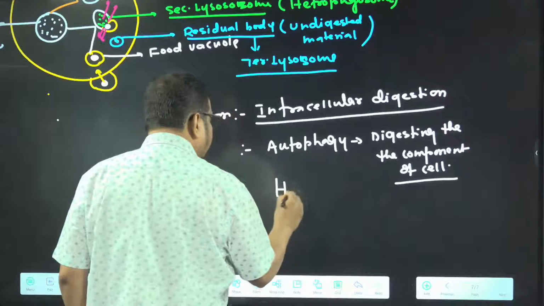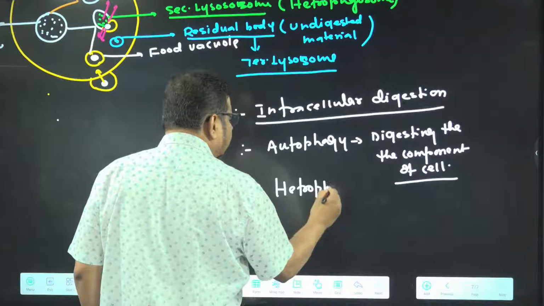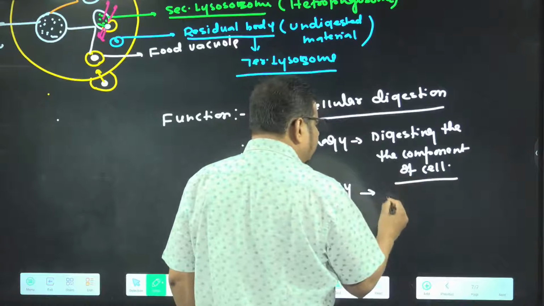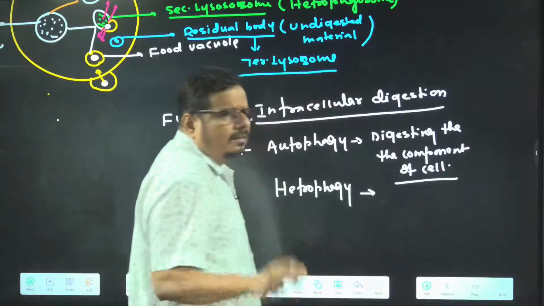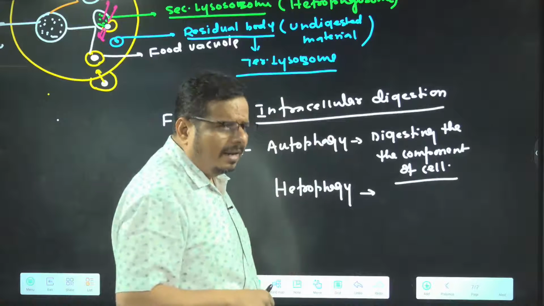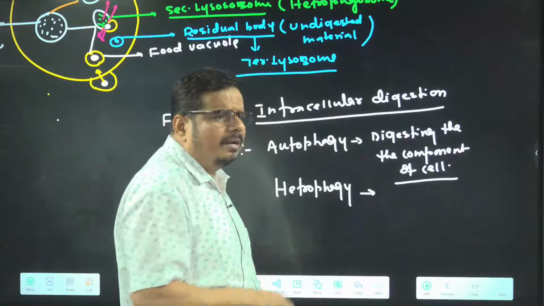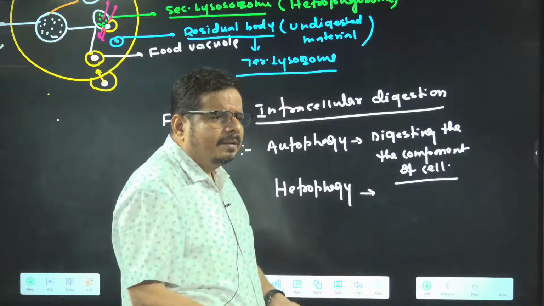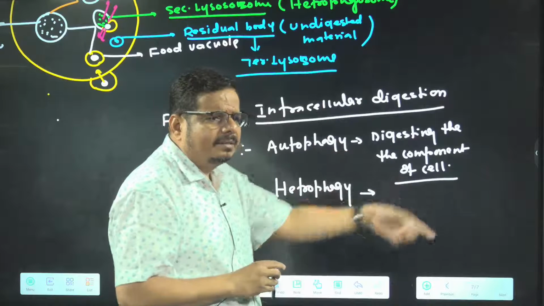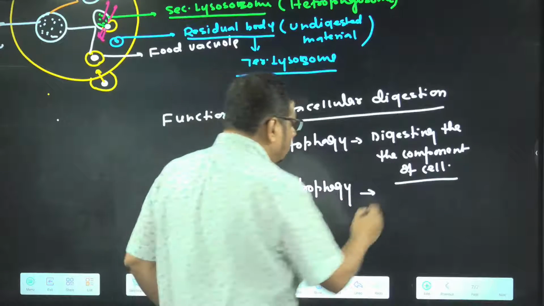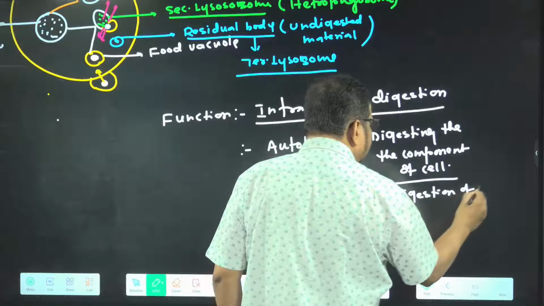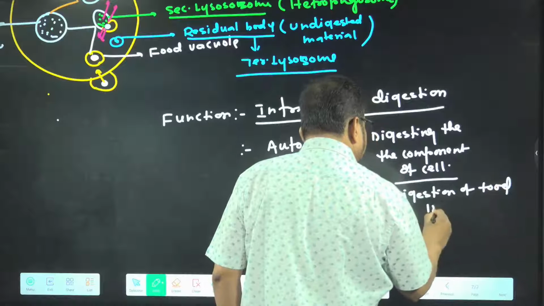Heterophagy means digesting things from outside. Suppose the lysosome of a WBC is eating bacteria. It is called what? Heterophagy, digesting the bacteria. When WBCs do phagocytosis, they engulf the bacteria, na? And after engulfing, they digest them. Who digests them? Lysosome digests them. So it is digestion of food, you can say, digestion of food inside the cell.